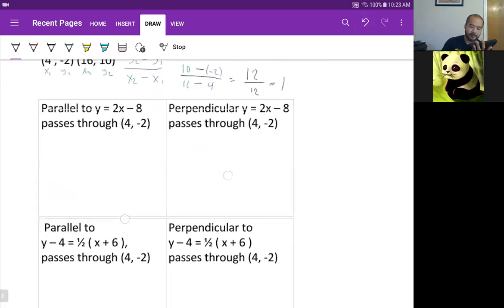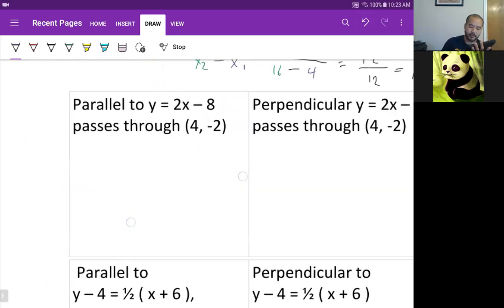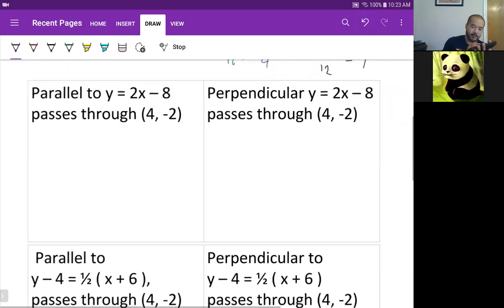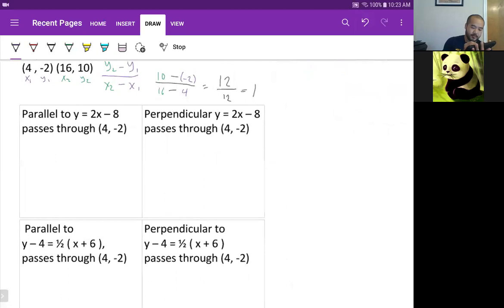So let's just knock that out first. Parallel to y equals 2x minus 8. That means if it's parallel, the slope is going to be the same. So the slope is 2. Perpendicular, okay, the current slope is m equals positive 2 over 1. So the slope for this one is going to be m equals negative 1 over 2.